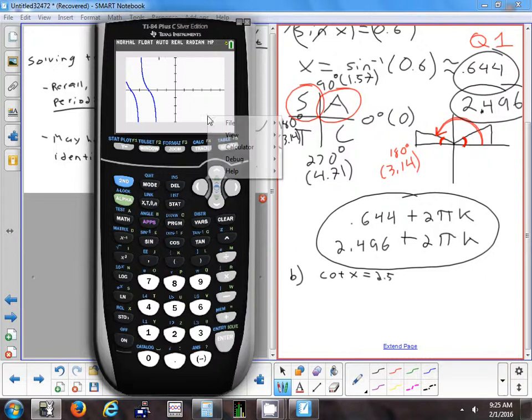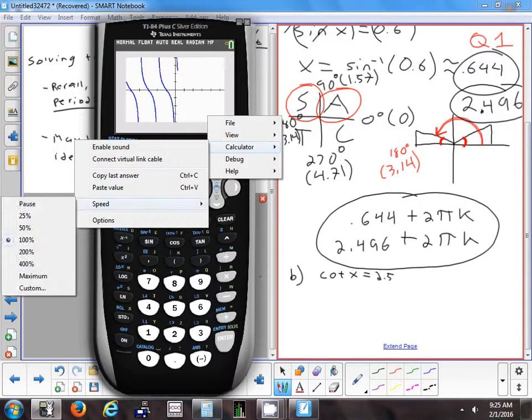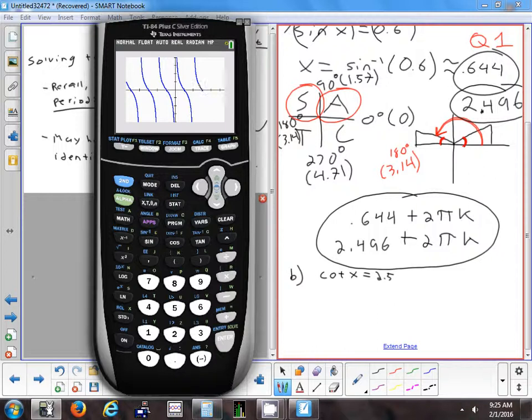Okay, if you do zoom 7, you're going to see multiple periods on the screen. What I want to do is just focus on one of them. Generally, I focus on the first positive period. It's not wrong if you want to use a different one. It's the same thing. But I'm going to focus on this one right here.